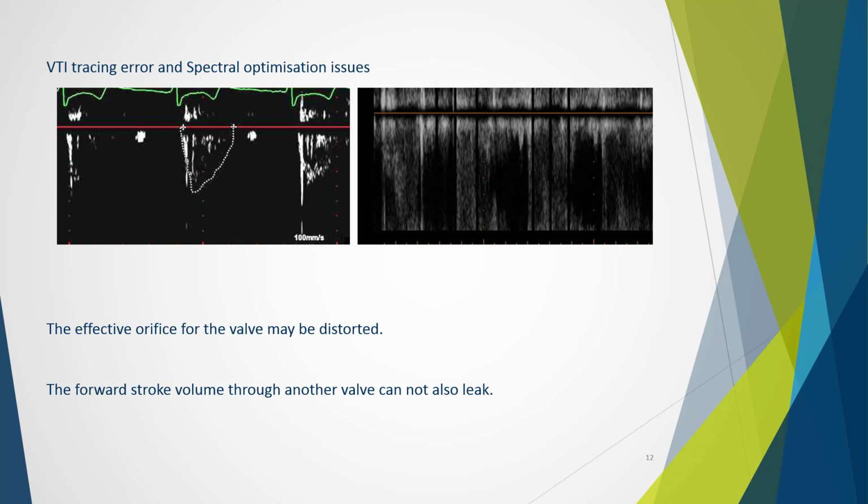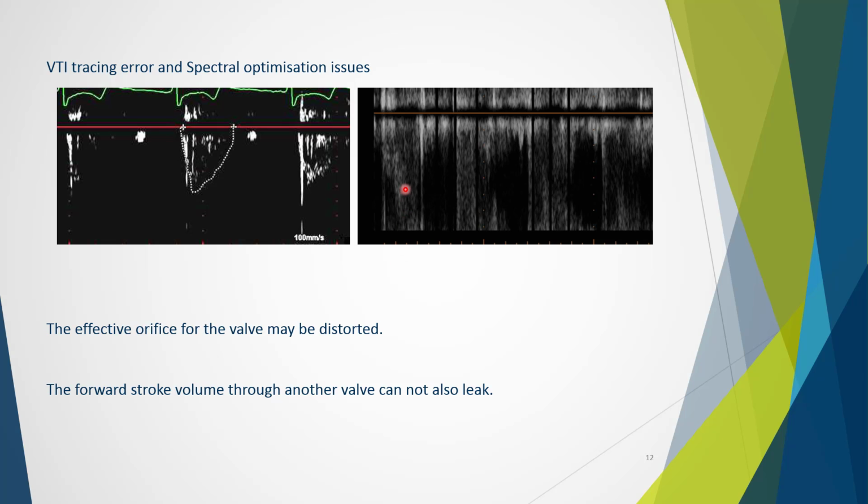The image on the left has many issues. The scale and baseline could be optimized by bringing the baseline up and dropping the scale. Gain is too low. It's impossible to define the actual flow profile itself. Given the following beat, it's unlikely that the modal velocity has been traced, and what has been obtained appears to be a significant overestimate of the velocity time integral.